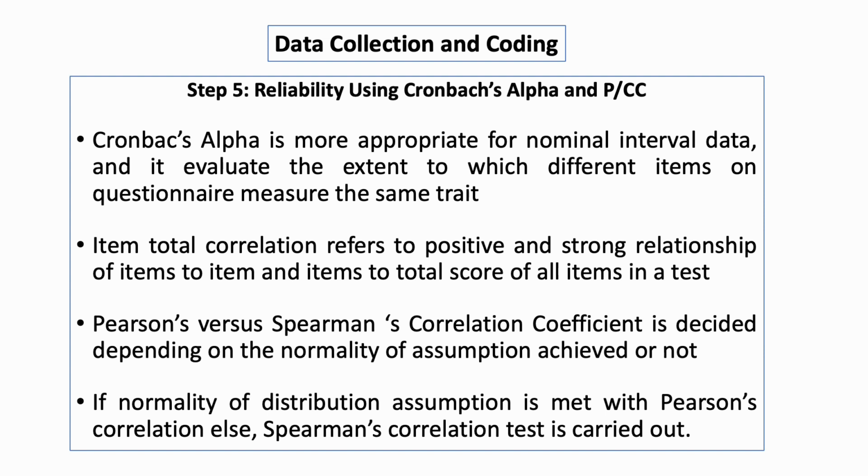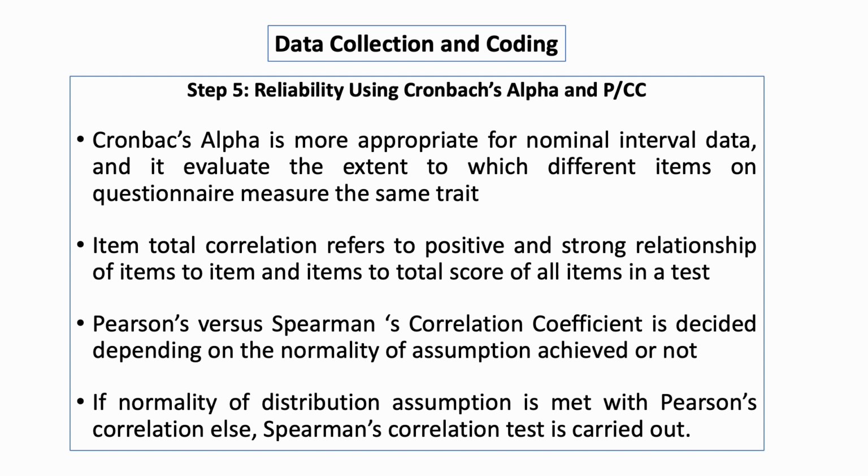Next, we look for the reliability. For reliability, we use Cronbach's alpha or the Pearson's correlation coefficients. Alpha is more appropriate for nominal interval data, and it evaluates the extent to which the different items on a questionnaire measure the same trait.